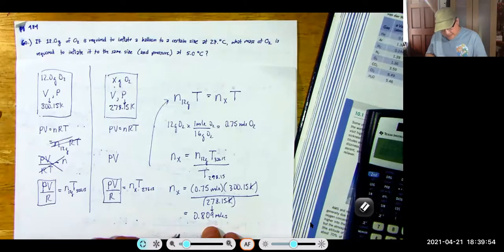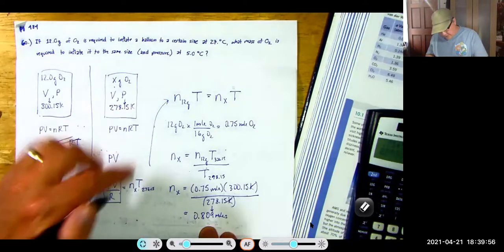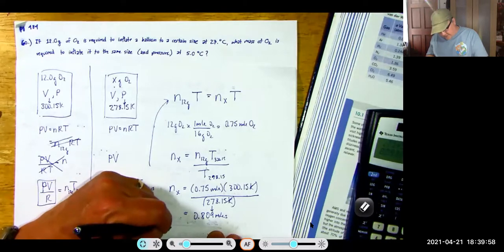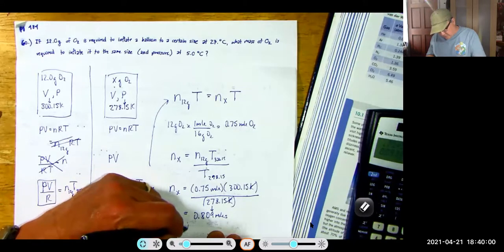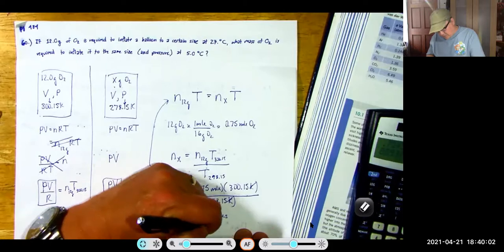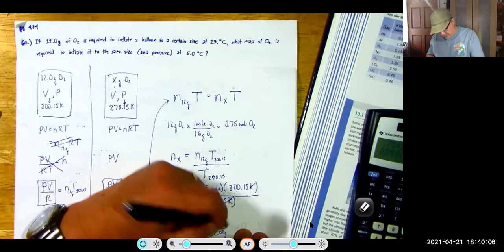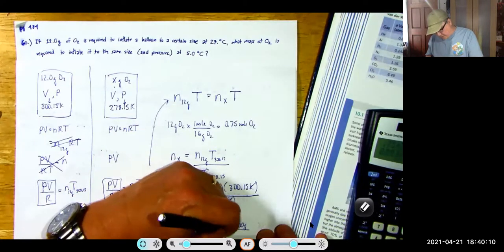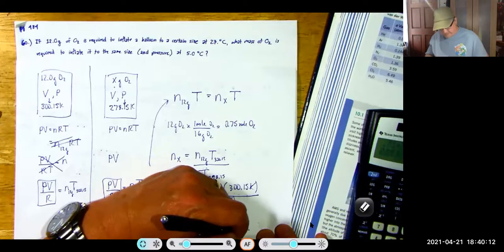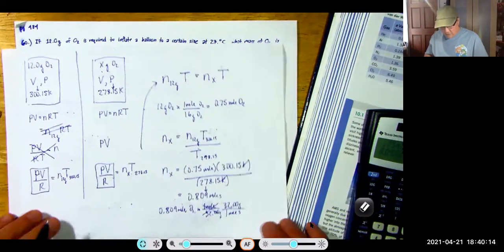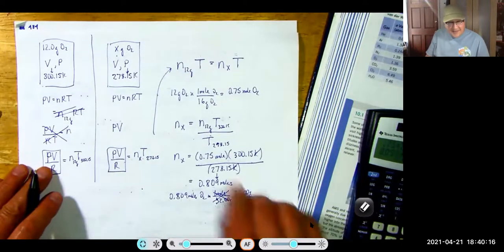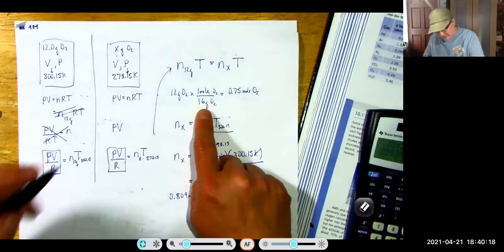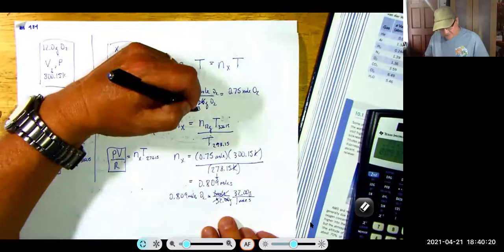To get the grams of oxygen here, we're going to take the 0.809 moles of O2 multiplied by 1 mole per 32.00 grams. Oops, I did that upside down. And I know that because I would get the wrong units. Ooh, and that reminds me, I made a mistake there, didn't I? That's 32 grams of O2.